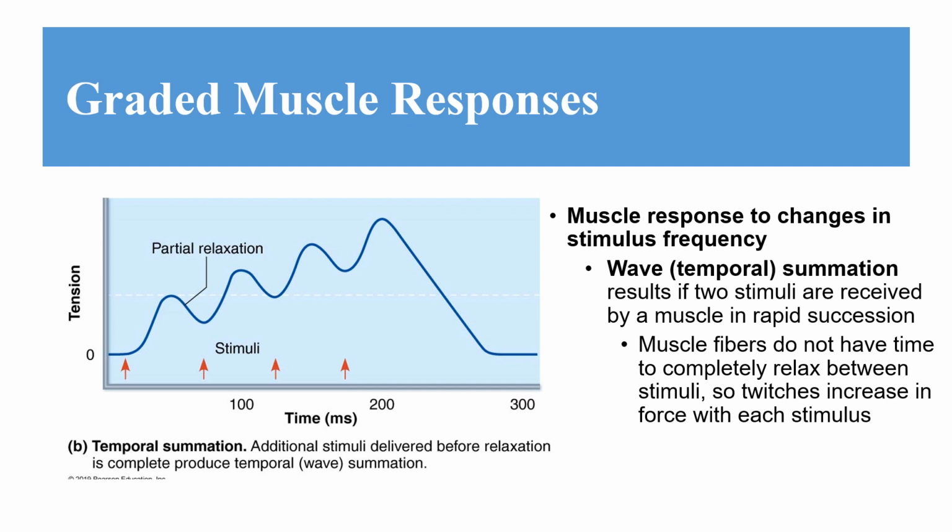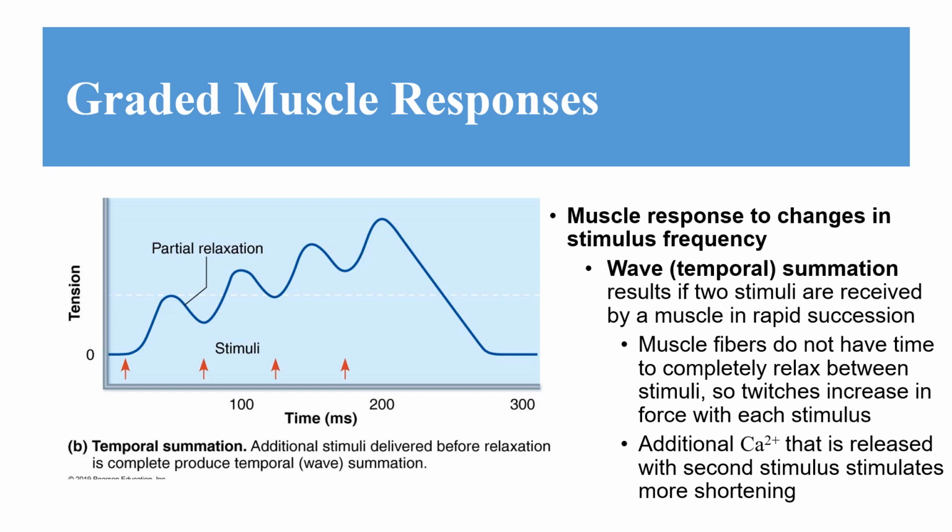And so remember, during the relaxation period, what's happening is that calcium is going to be taken back into the sarcoplasmic reticulum. But if we have the next muscle contraction start to happen prior to all of the calcium being taken back, we will then have additional calcium that's going to be released when this new action potential comes in, which is then going to cause the second stimulus to have even more shortening than before.